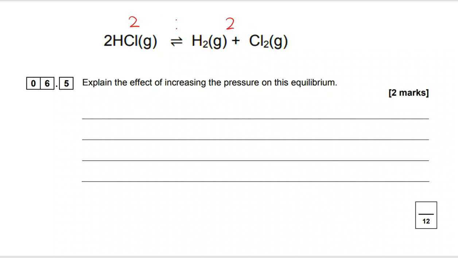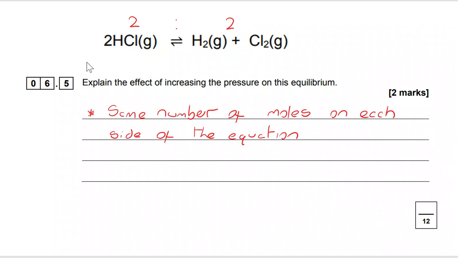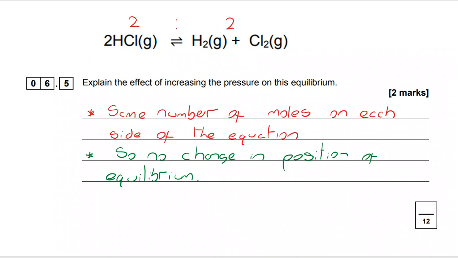In an equilibrium reaction, if I increase the pressure, the system will try to decrease the pressure by favouring the reaction that leads to a reduction in the number of moles, and vice versa. In this case, we've got the same number of moles on both sides of the equation. So increasing pressure has no effect on the position of equilibrium. And that takes us to the end of question 6.